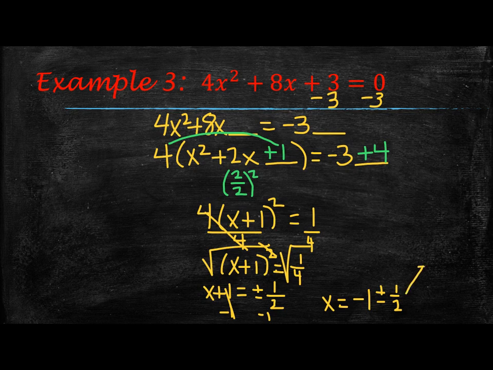Now, since these are numbers and we don't have any square roots, let's go ahead and simplify that. So we're going to have 2 solutions. In the first solution, we'll do the plus. So negative 1 plus 1/2 is a negative 1/2. Then we'll also do the minus. So then we'll do negative 1 minus 1/2, which is negative 1.5. So those are our 2 solutions.